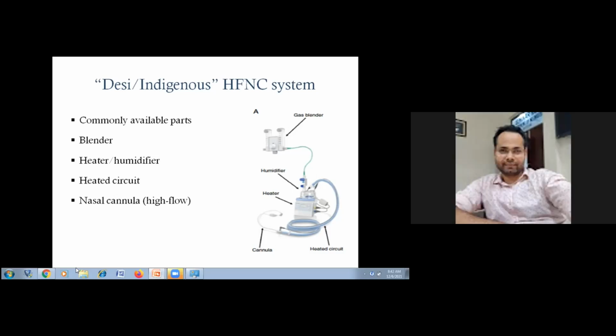So I was talking about the indigenous HFNC system. It comprises a gas blender, then we have a humidification chamber along with the humidifier, and then it is connected to the inspiratory limb, which in turn is connected to the nasal cannula, the patient interface.